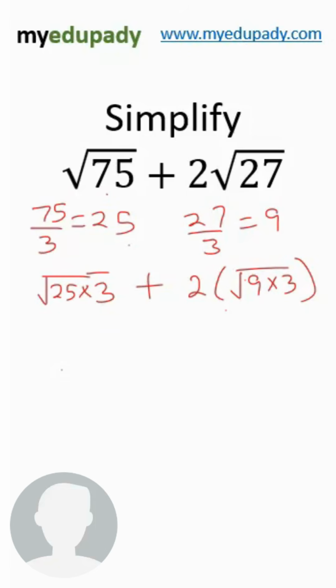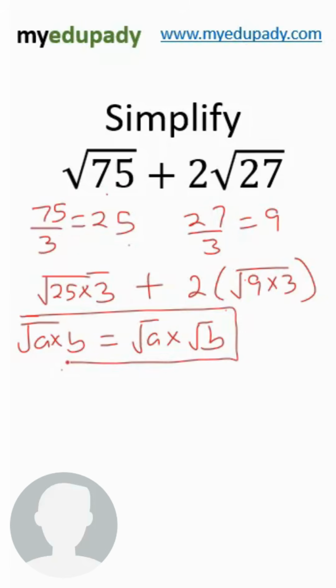Right, so I'm going to separate this because there's a law that states if you have root A times B, this can be root A times root B. So this is a law and we are going to be applying that law. So this now will be root 25 times root 3 plus then 2 times root 9 times root 3.